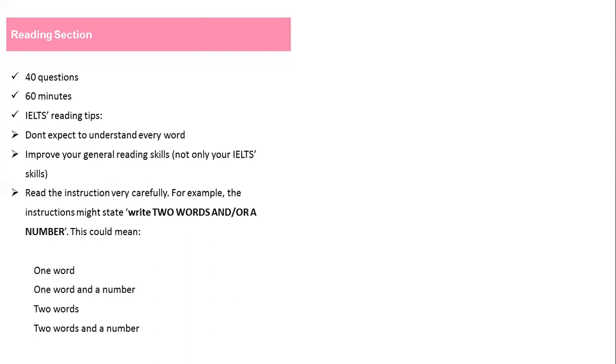And then you need to read the instructions very carefully. For example, the instructions might state write 2 words and or a number. This could mean one word and a number, 2 words and a number. Jadi 2 kata dan atau 1 angka. Jadi bisa jadi jawabannya hanya 1 kata dan 1 angka, 2 kata dan 1 angka. Alright, so you need to carefully read the instructions. And then you also need to improve your general reading skills, not only your IELTS skills.